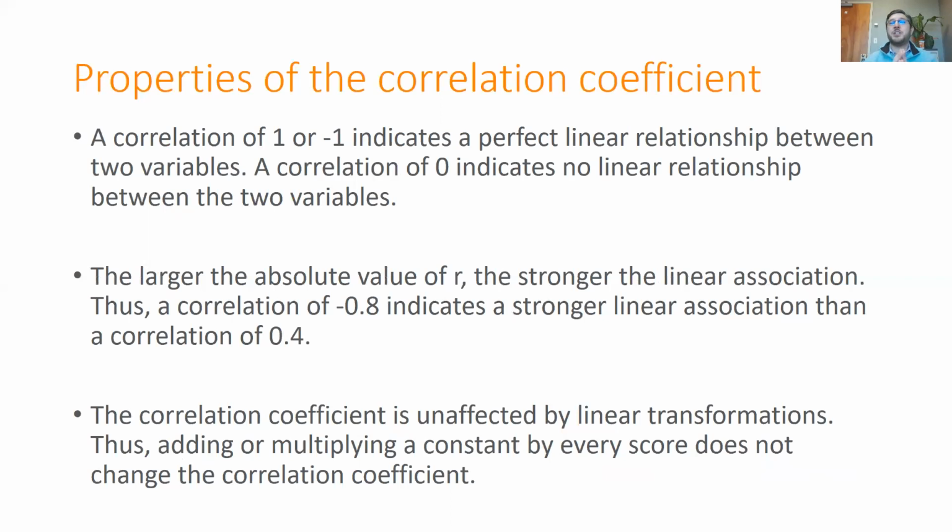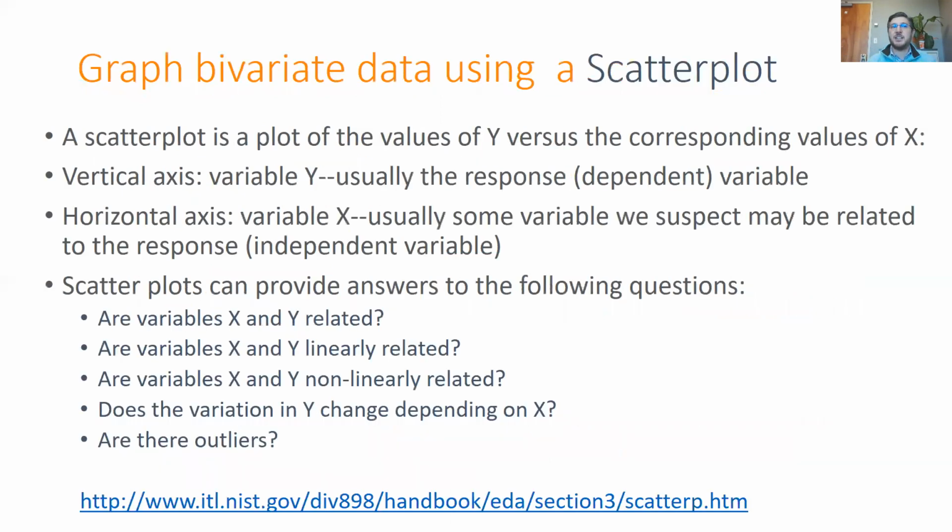Yeah, so a correlation of 1 or -1 would indicate a perfect relationship. A correlation of 0 would indicate no relationship. And we kind of already talked about this. The larger the value, the stronger the association.